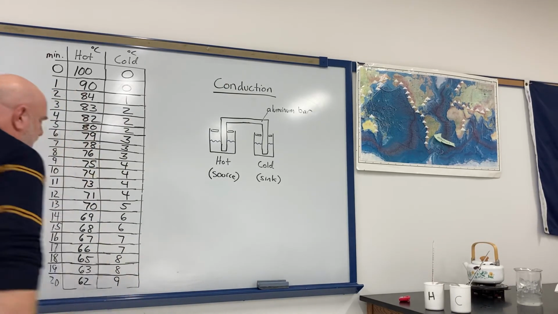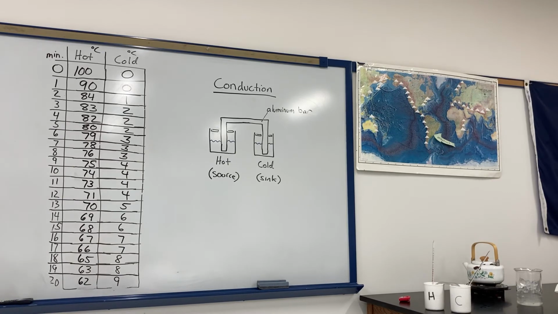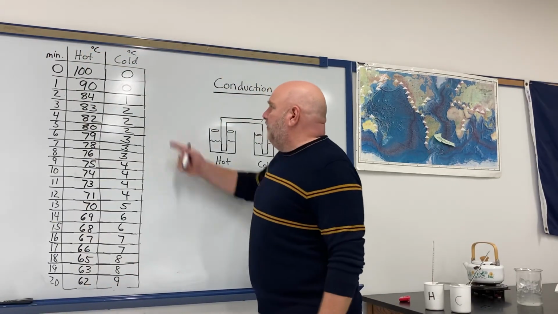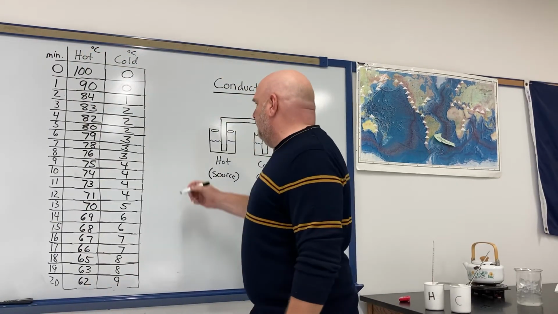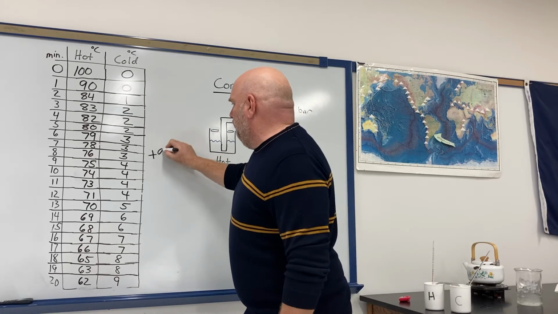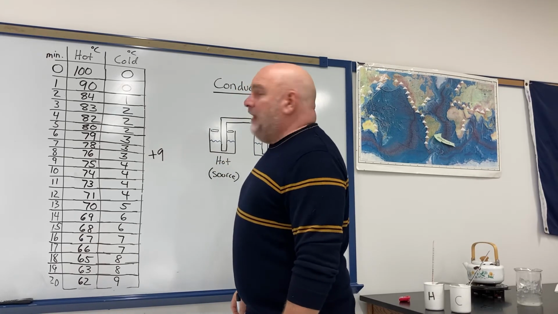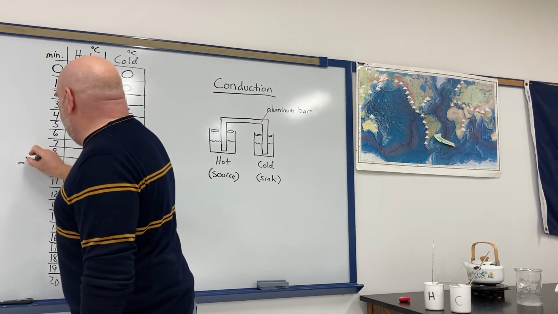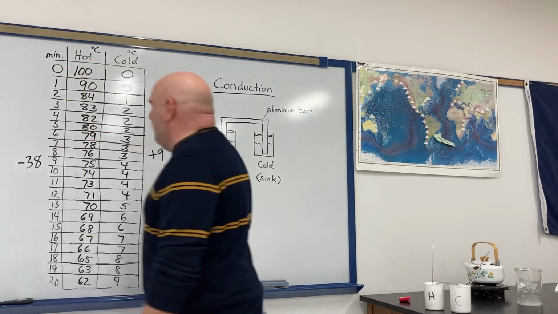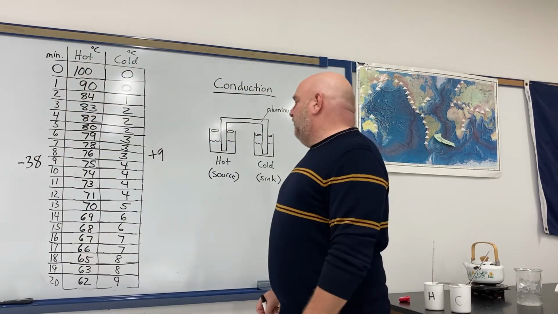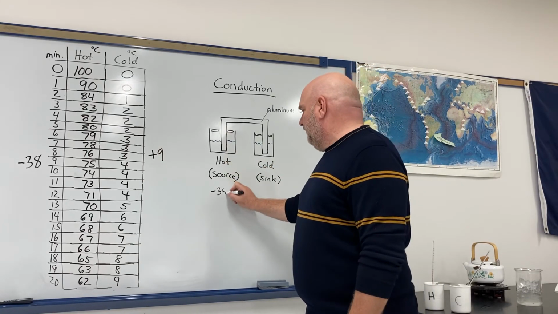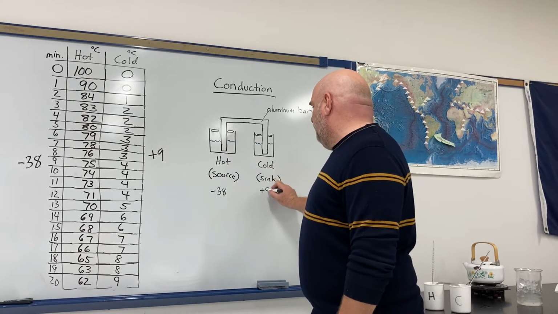and 9. All right. So what you should notice here is if you look at how much the temperature's changed, if I look here from cold cup, I went from 0 to 9 degrees. So the cold cup went up 9 degrees. The hot cup went from 100 to 62. So the hot cup dropped 38 degrees. All right? So there's a big difference between how much the hot cup lost and how much the cold cup gained.